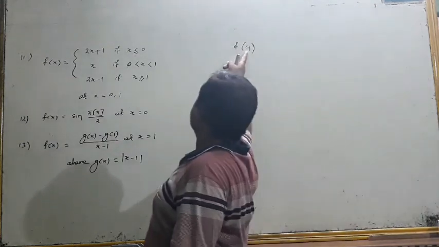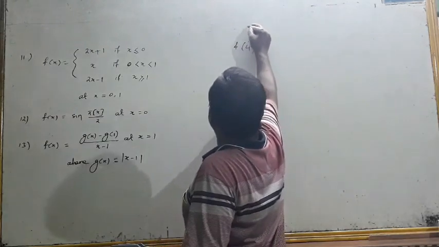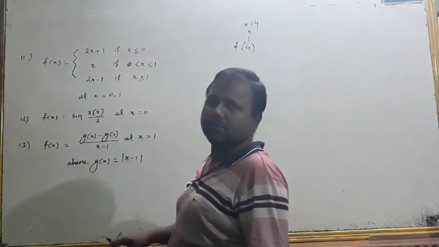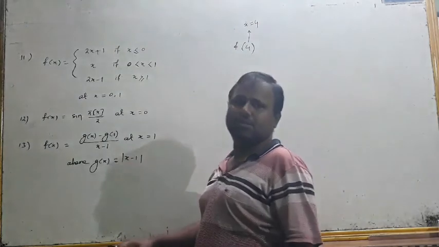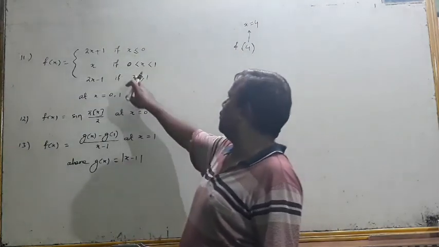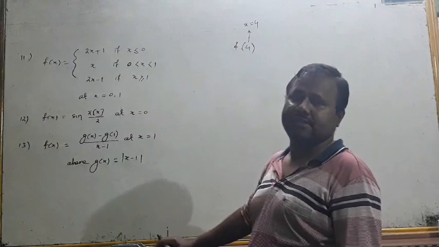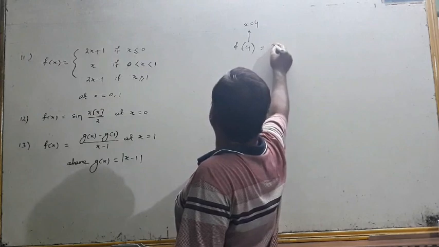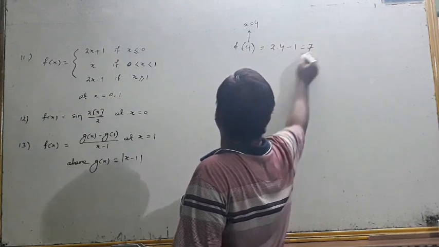So first put here x is equal to what? Here x is equal to 4. Is 4 less than or equal to 0? No. Is 4 between 0 and 1? No. Is 4 greater than or equal to 1? Then certainly your answer is yes. Then what is the value of f(4)? So you put 2 into 4 minus 1, that is 7.